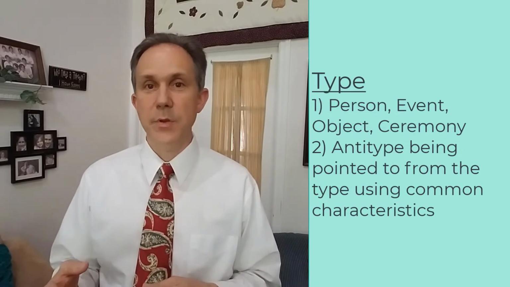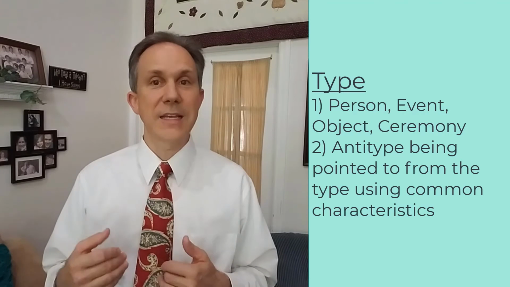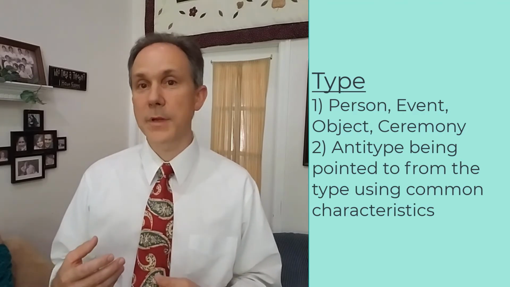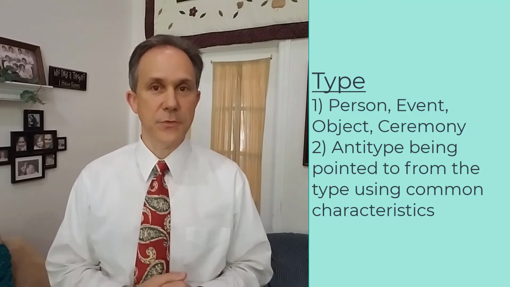A type can be a person, event, object, or ceremony that has an antitype, where common characteristics are seen. For example, prophets are a type of Christ. They possess the spirit of prophecy, and in their lives often have characteristics that carry forward as symbols of Christ.